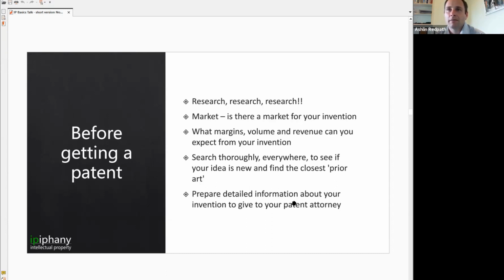The market research is a really key part as well. You're all business owners, so you know this stuff anyway, but there's no point spending all that money, time and effort on a patent if there's no market for the product. You need to work out your margins and how much volume you think you can sell, and make sure it's worthwhile.